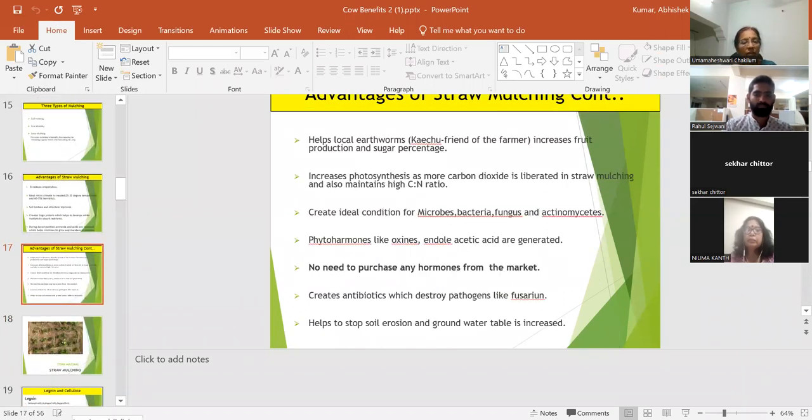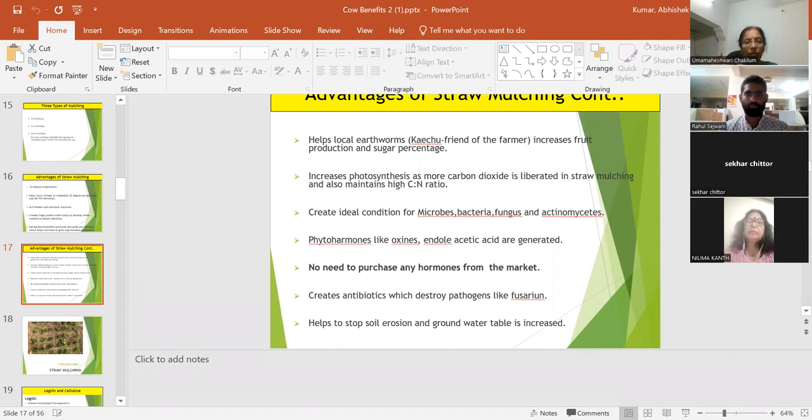And then one more very beautiful thing happens: the earthworms come up. Because you are making a very ideal environment, like in a hot summer, you come and put on your AC, you feel so nice. Just like that, you are providing that kind of atmosphere, environment for the life in the soil.